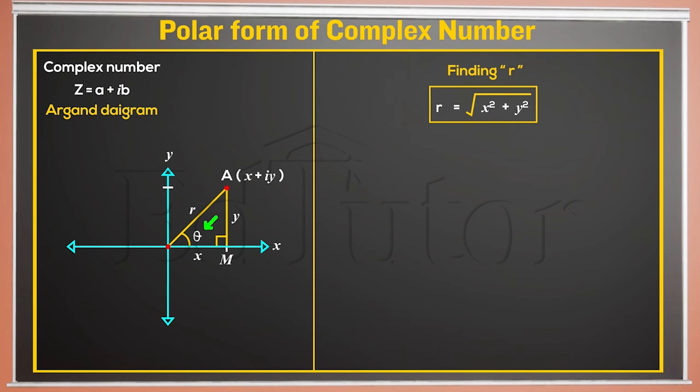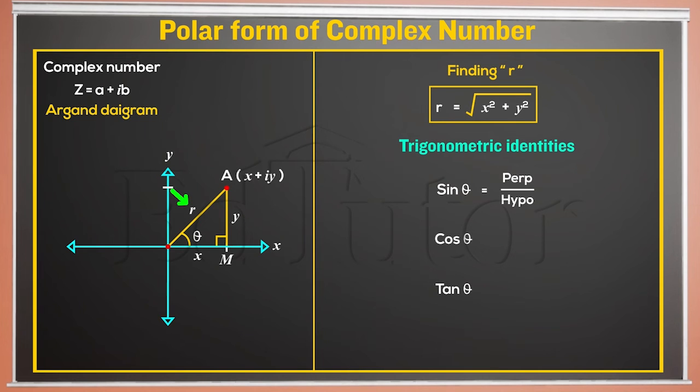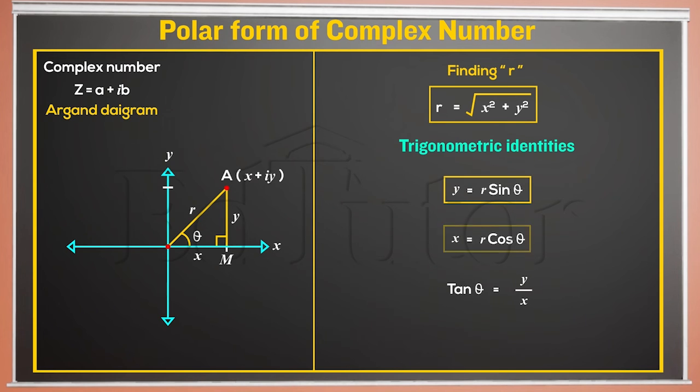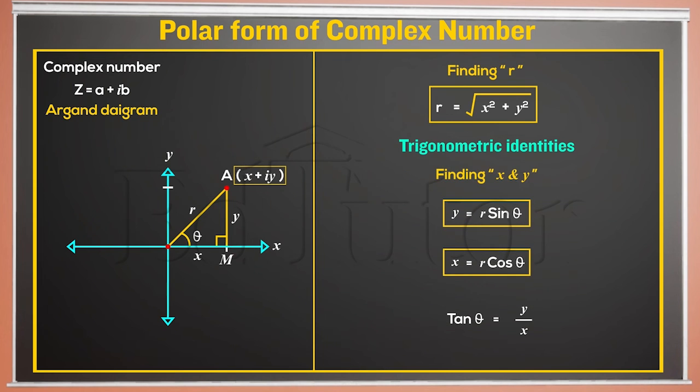Now, to find this angle theta, we will use trigonometric identities. Sine is perpendicular upon hypotenuse, cos is base upon hypotenuse, and tan is perpendicular upon base. Substitute these values from our triangle and we get y equals r sin theta and x equals r cos theta. Looks like we have found x and y in terms of r and theta on the go, but we still haven't found theta yet. Not to worry, the tan function is still here. Just take its inverse and we get theta as well in terms of real and imaginary coordinates.